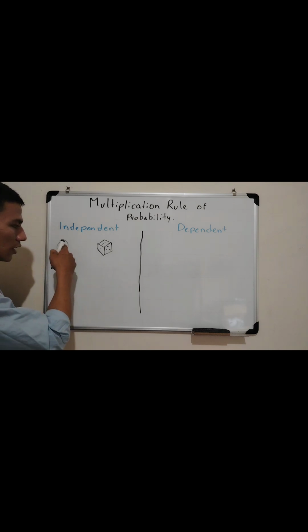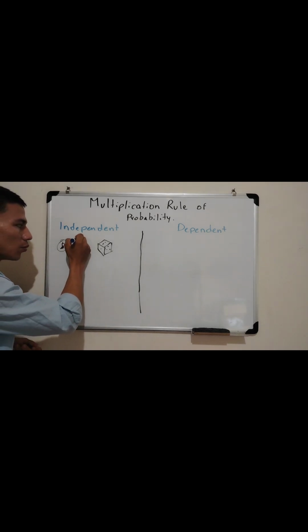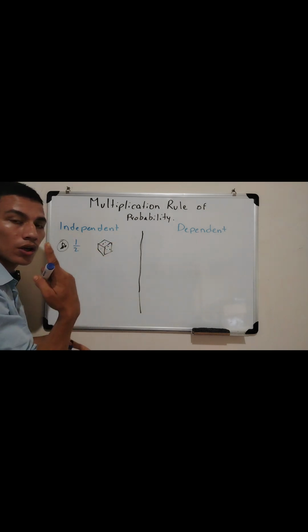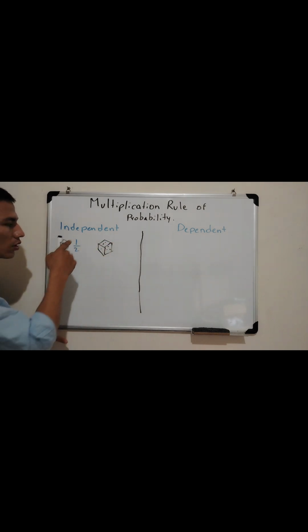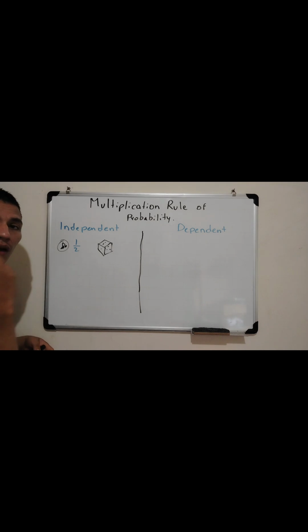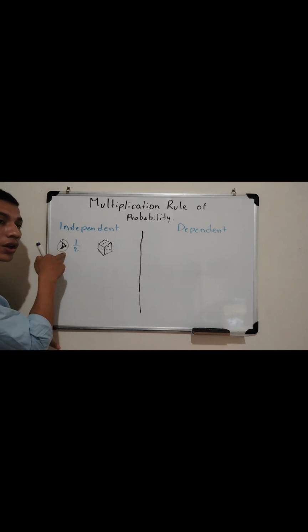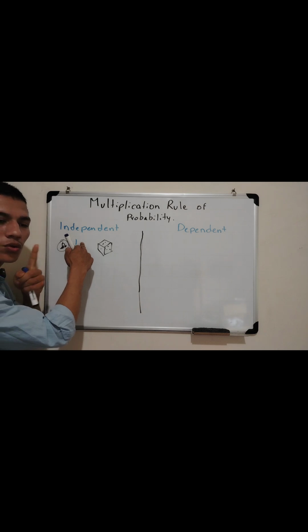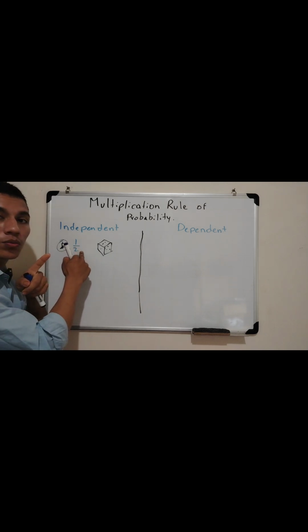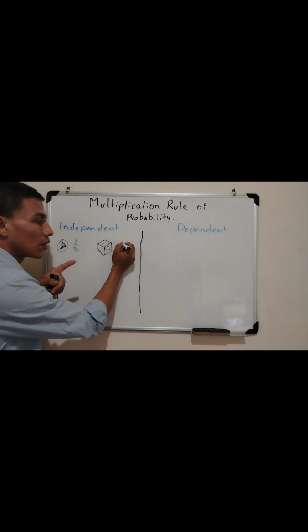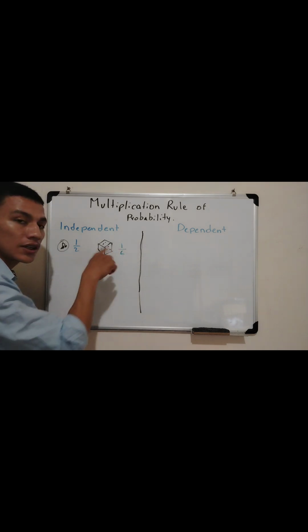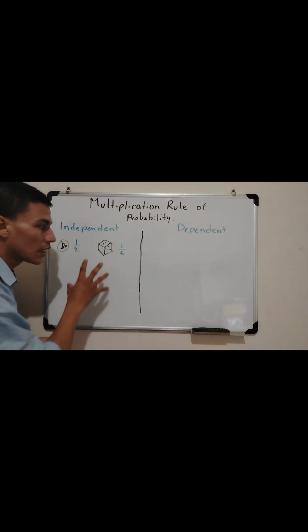So the probability of getting one head and one tail will be one half. Why one half? Because you have two possibilities, one of getting head, one of getting tail. You can get one result out of two possibilities. And here you get one result out of six possibilities. Six possibilities because you have six faces.